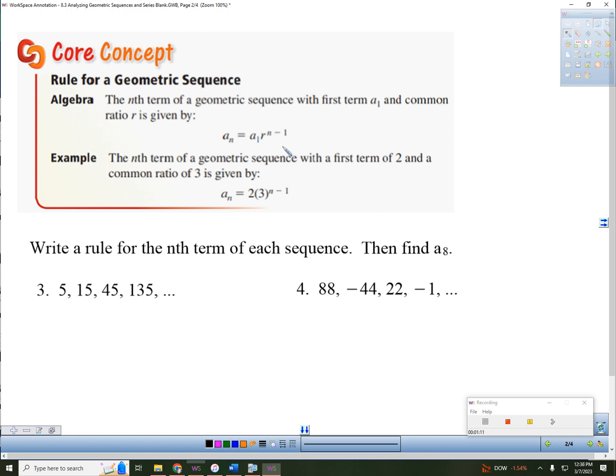All right, so here's our rule for a geometric sequence. It's very similar to an arithmetic sequence. You still need your first term, but that 1 refers to the same one that's right here. So if I were to put the 5th term here, this would be a 5. So we're going to write the rule.